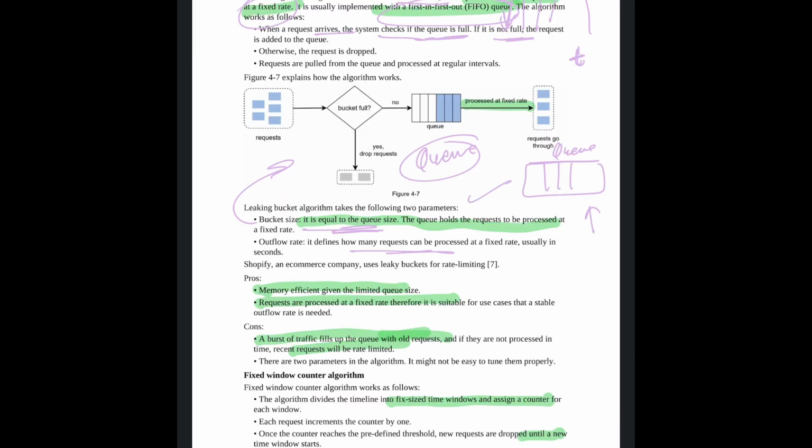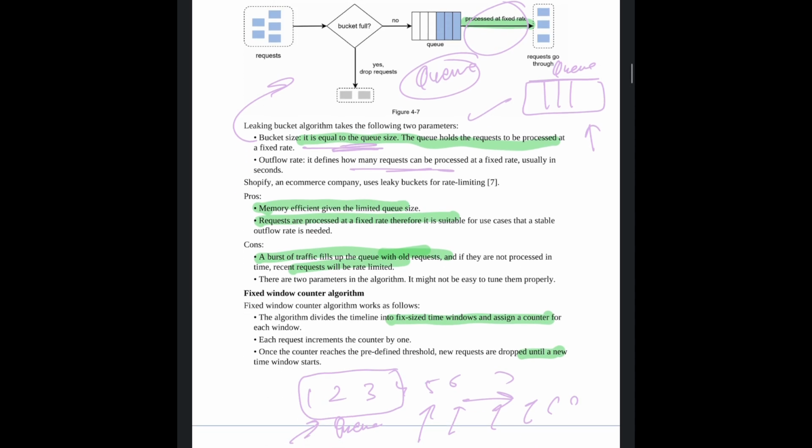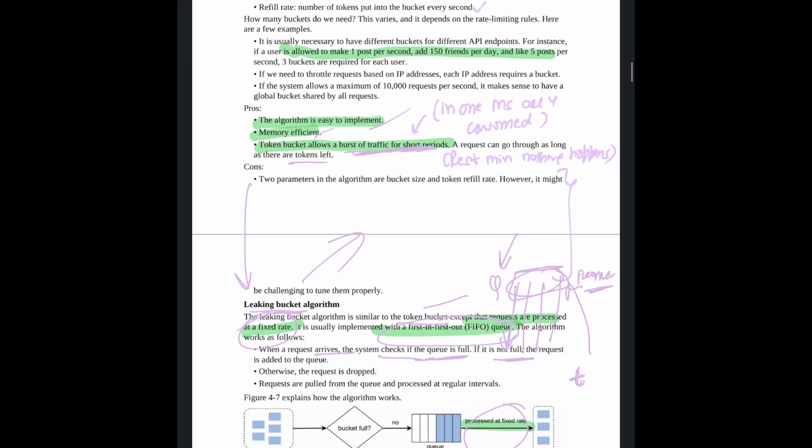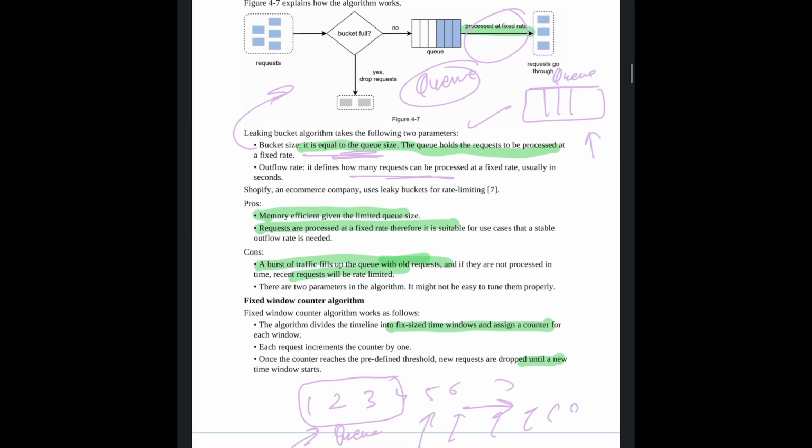But there are two parameters that you have to tune here. Unlike the last algorithm, where you had the refill rate equal to the bucket size, here you need to tune what's the outflow rate of the request, and also you need to tune what the queue size is. But the only issue that it fixes is that it processes at a fixed rate. So right now what we are doing is, we are going through each algorithm, understanding what the pros and cons are. Once you know the algorithm, you think, what is the benefit of this and what is the drawback of this.